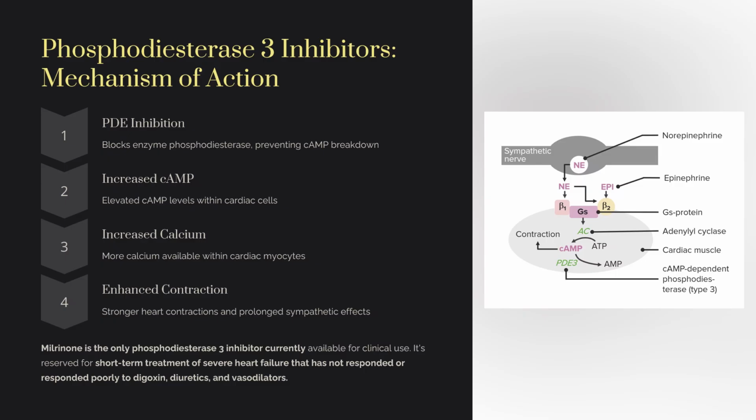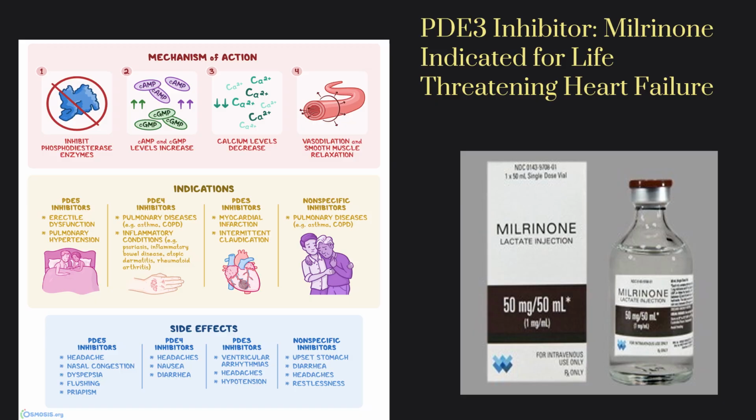I'm trying to think of what I want to tell you about this. It blocks phosphodiesterase and myocardial cAMP, which increases calcium in the cell, which makes for a stronger contraction. Prolonged sympathetic stimulation leads to vasodilation. It could cause arrhythmias. Okay, here is our little card for that.